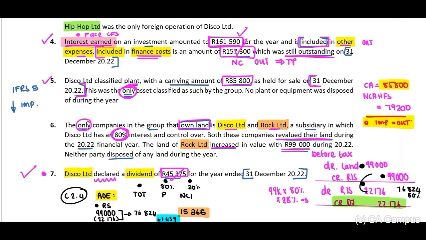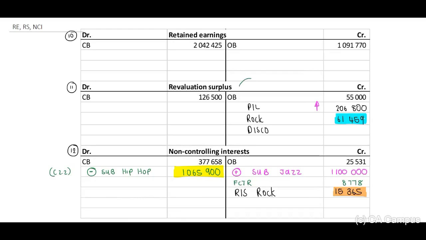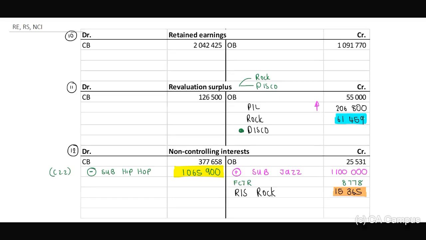Now, next, they've indicated to us both these companies revalued their land. We now need to determine what is the value of Disco's portion. But how do we do this? What is the value of Disco's portion? We know that our revaluation surplus will only consist out of ROC and out of Disco. Therefore, if we are able to identify the portion relating to Disco, we will be able to identify all of our other legs of this transaction.